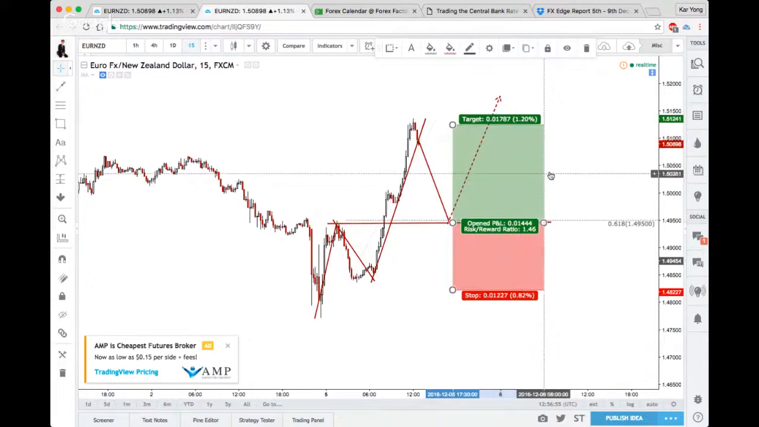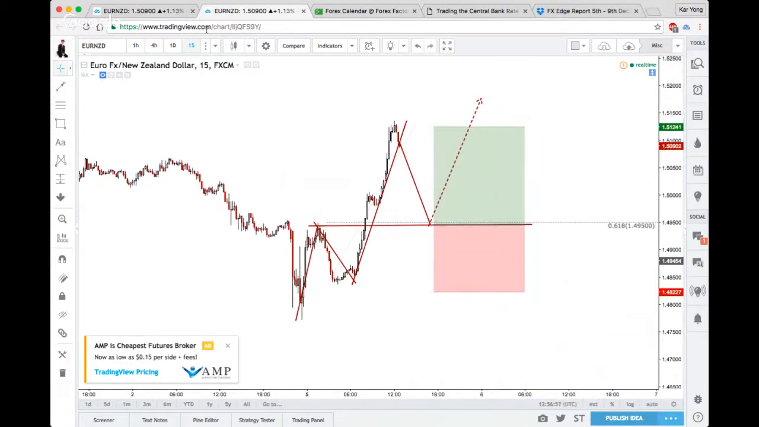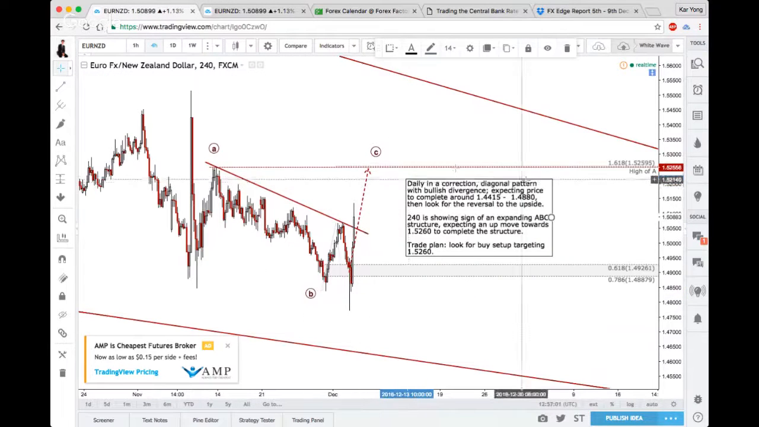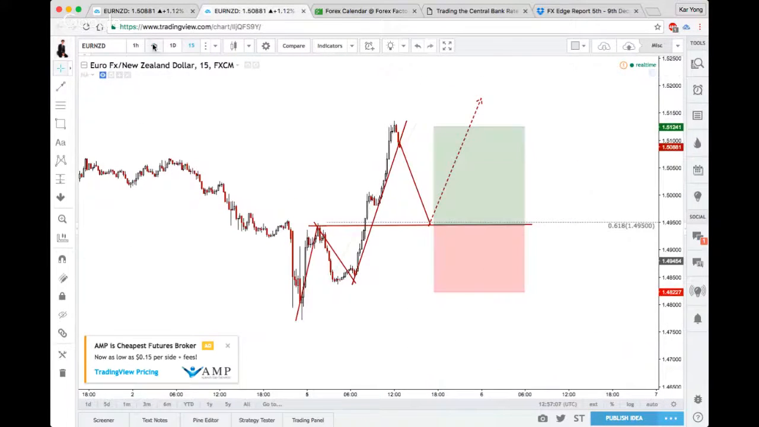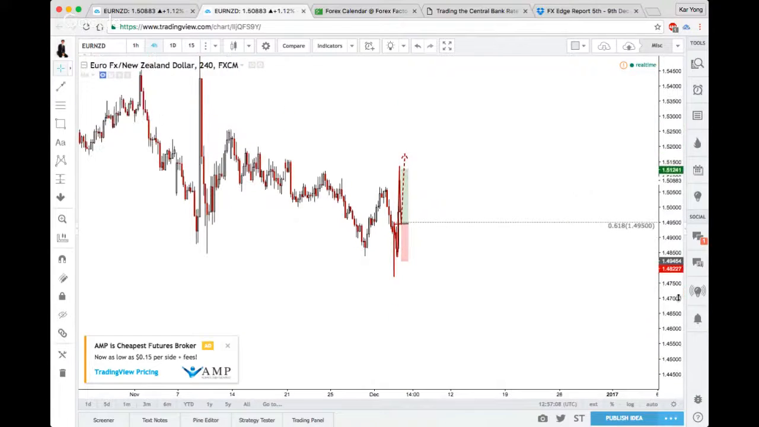This gives you a risk to reward close to 1 to 5. And if you want to go for an extended target, you can follow this analysis. You can aim for the 1.5260. If you aim for the 1.5260, it's going to be a huge risk to reward. Let me just show you on the hourly.